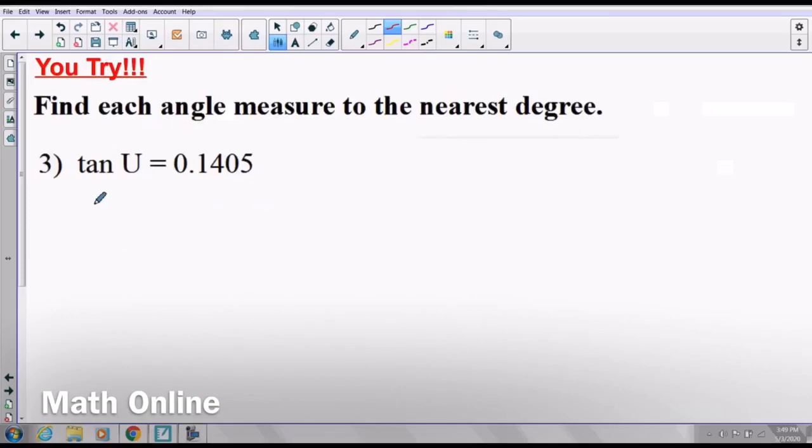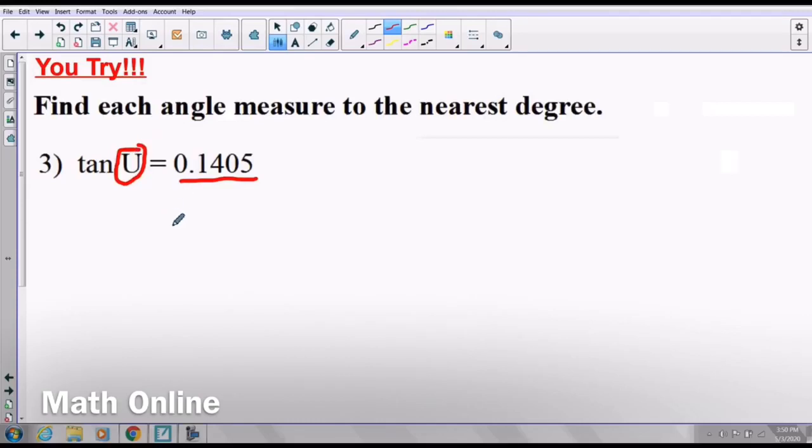So our problem says tangent of U is equal to this specific ratio. So the first step is to identify the ratio, right? So we find the ratio. This is the ratio that was given to us. Now we will find the angle that we are looking for. So this is the angle that we are looking for. We want to know the measurement of that angle, okay?